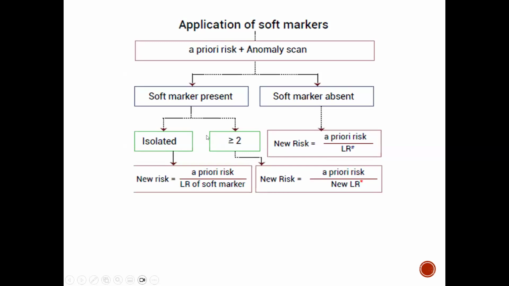One more point, if there are two soft markers present, then we used to offer the patient mostly direct invasive testing. In case of an isolated marker, we used to assign a new risk. A new risk is equal to the prior risk, that is the age-related risk, multiplied by the likelihood ratio of the soft marker.